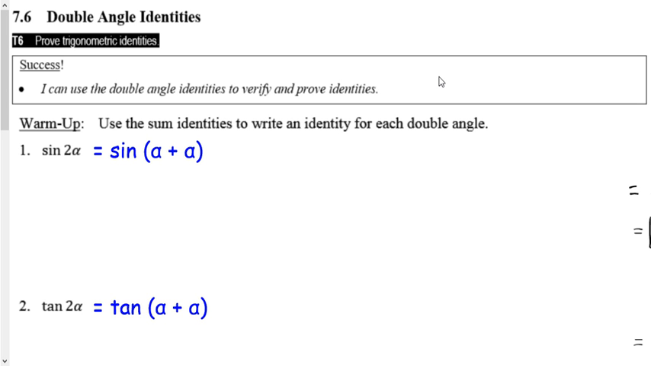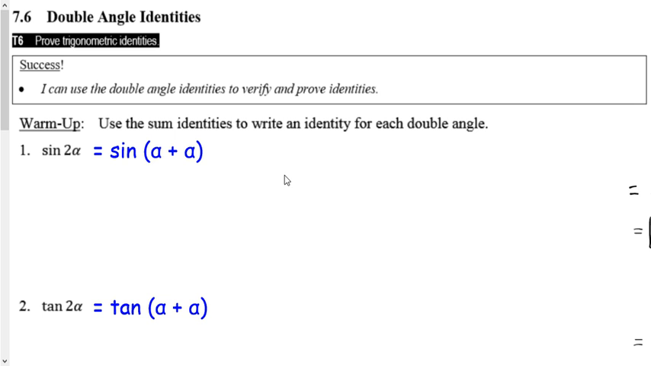Welcome to the last lesson in Chapter 7. Here we're looking at double angle identities. And to see the connection between double angle identities and the sum identities, I would like you to work through these warm-up questions.